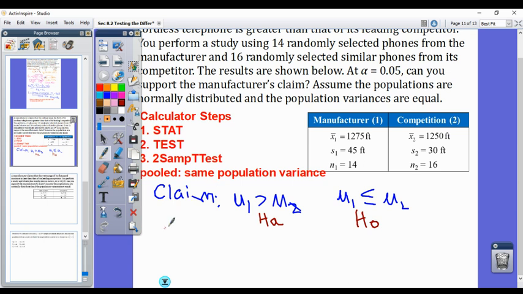So in this case, I'm getting a t-value. My test statistic is 1.811, and my p-value is 0.0404. So in this case, we're checking to see the relationship between the p-value and alpha. And in this case, the p-value is going to be less than alpha. And what do we do when the p-value is less than alpha? We reject.